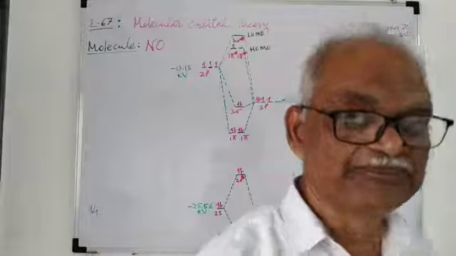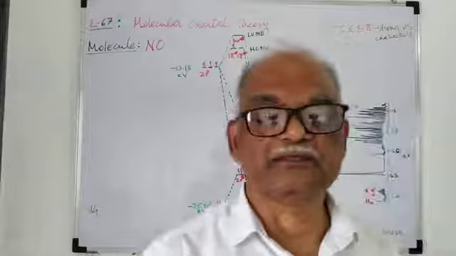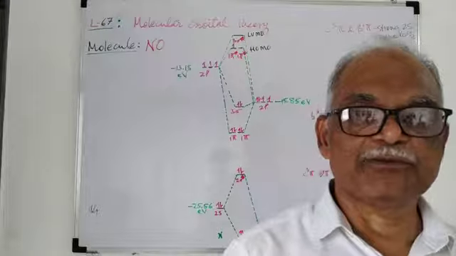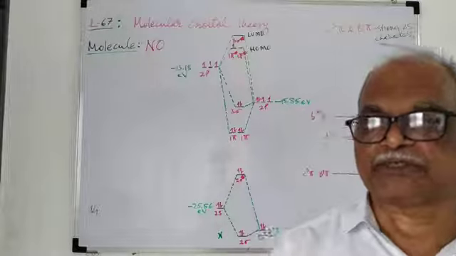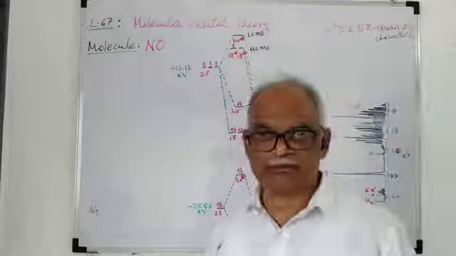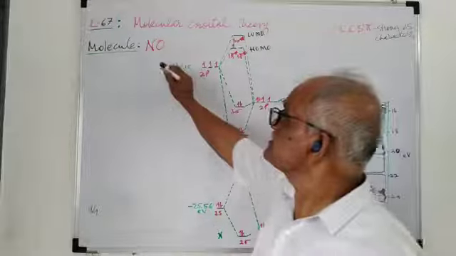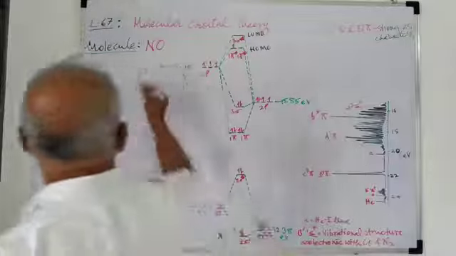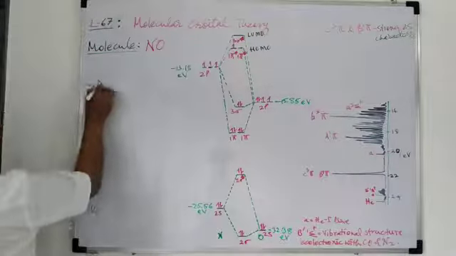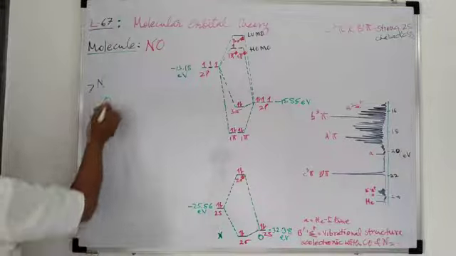We were discussing the molecular orbital theory, in which we have seen last time different molecules such as heteronuclear diatomic molecules, and the examples were carbon monoxide and HF. Now we will see this third molecule, that is nitric oxide. Nitrogen has atomic number 7 and oxygen has atomic number 8.